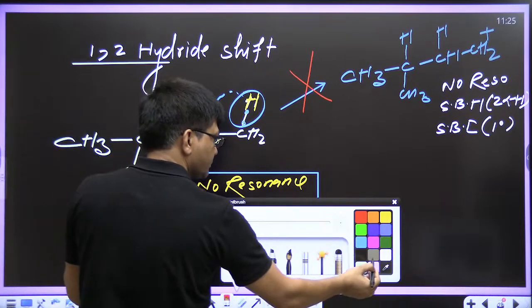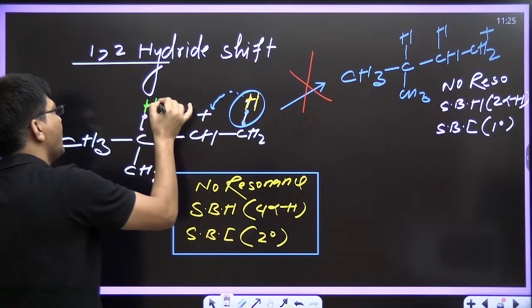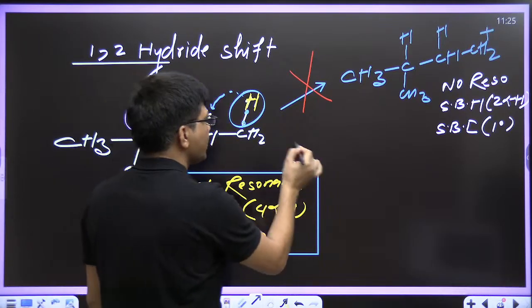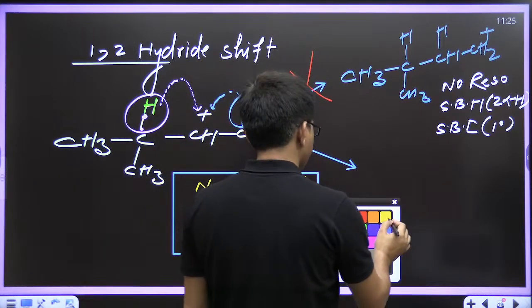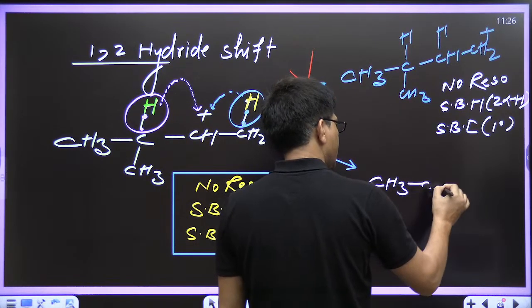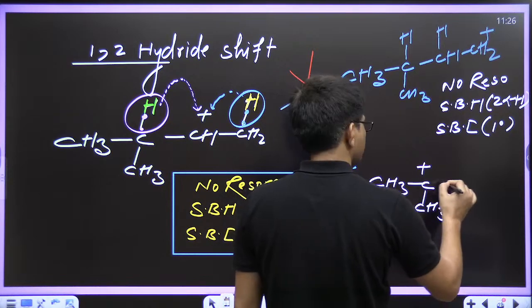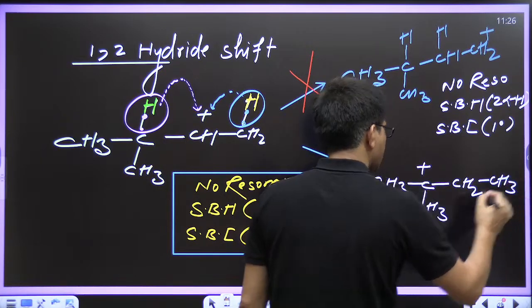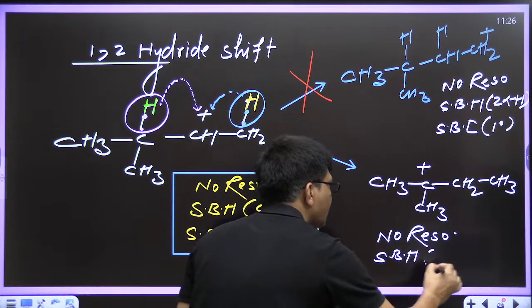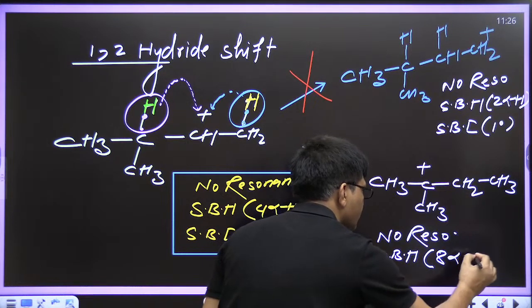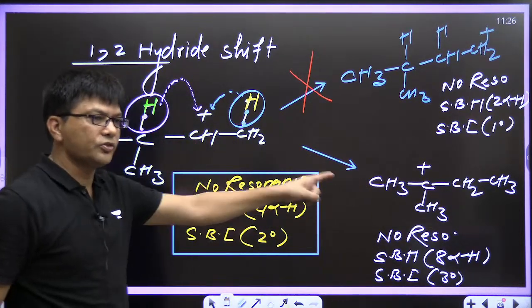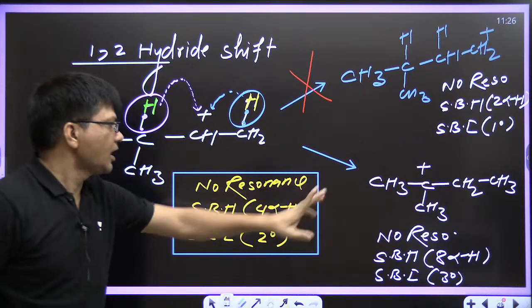Now if I do the shifting of this hydride, 1,2 hydride, this hydride is going to shift over here. See what type of carbocation we are going to get. We will get CH3, C positive, CH3, CH2, CH3. Now this also has no resonance, but you can see it is stabilized by hyperconjugation. How many alpha hydrogens? 3, 3, 6 and 2, 8 alpha hydrogen atoms, and stabilized by inductive effect. The degree is 3 degree. Is this carbocation more stable than the earlier one or less stable? Definitely this carbocation is more stable.